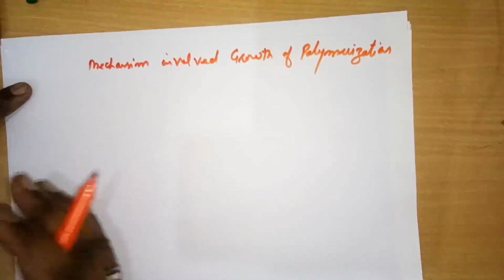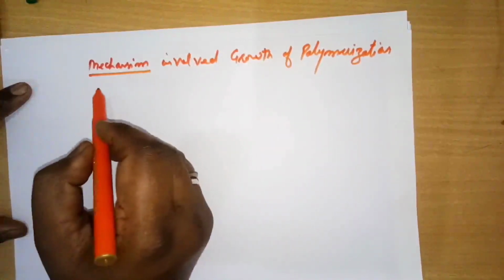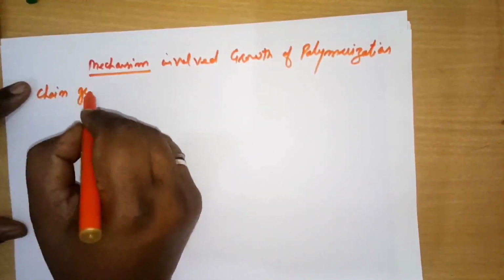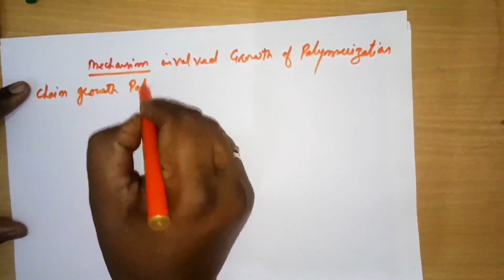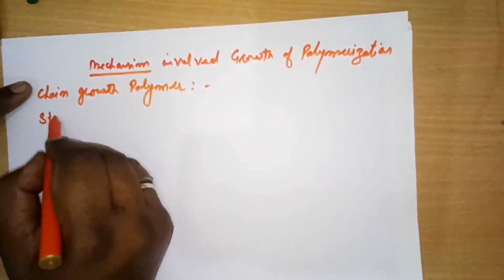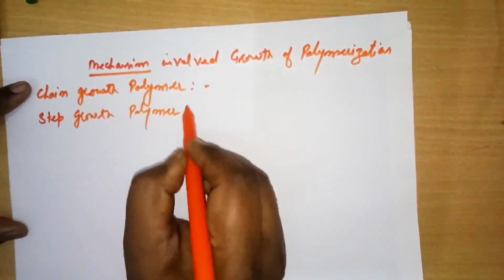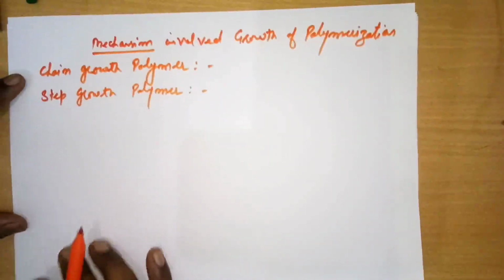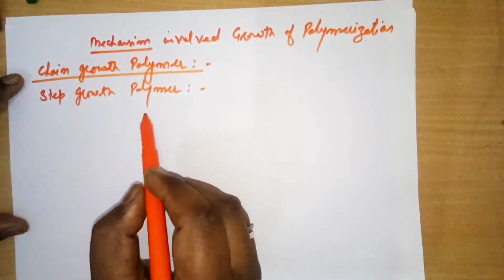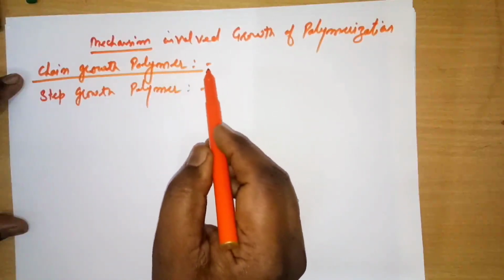We have already learned about addition polymer and condensation polymer. On the basis of mechanism, the addition polymers are also called chain growth polymer, and the condensation polymers are also called step growth polymer. We will discuss the mechanism of chain growth polymers. This type of polymerization is also called chain growth polymerization, and the polymer thus formed are also called chain growth polymer.